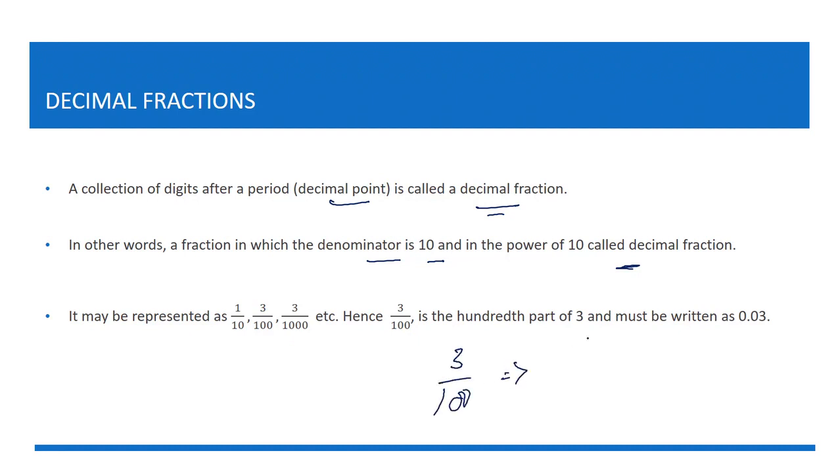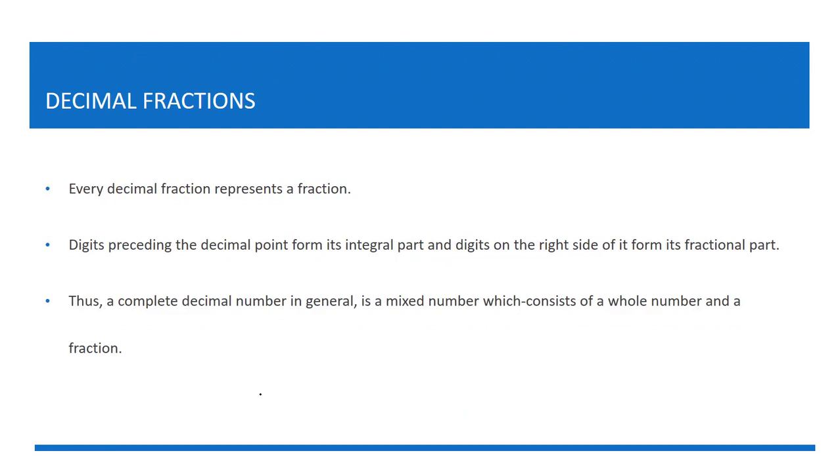is a fraction, right? In the case of decimals, we are going to represent it as 0.03. Suppose it is 1 by 10, we are going to represent it in decimals as 0.1. Right, that's what you see here. Every decimal fraction represents a fraction.